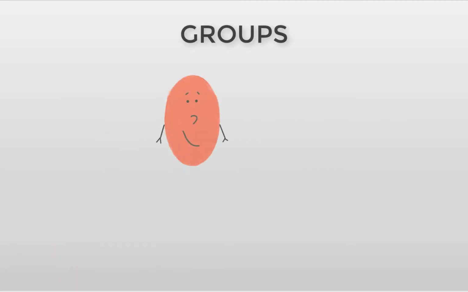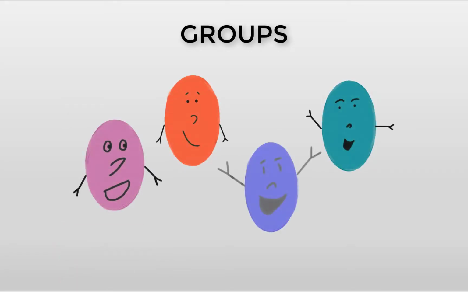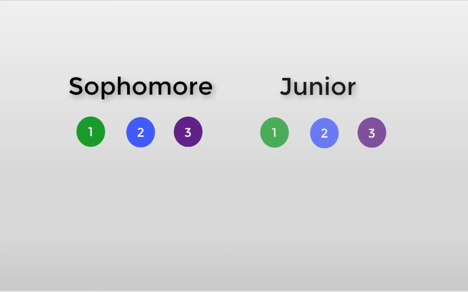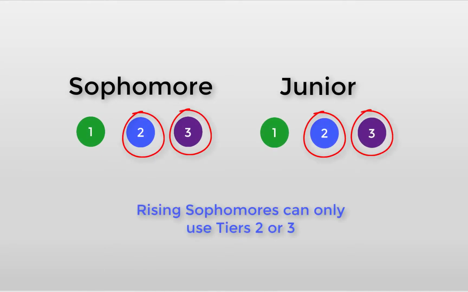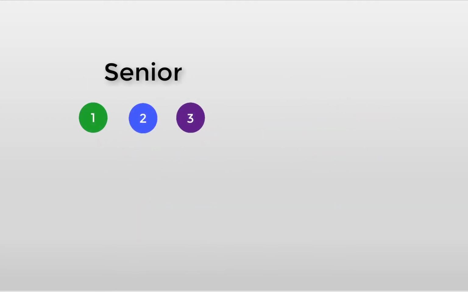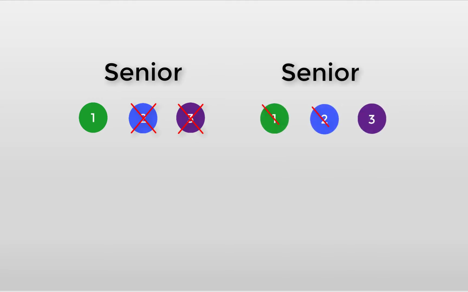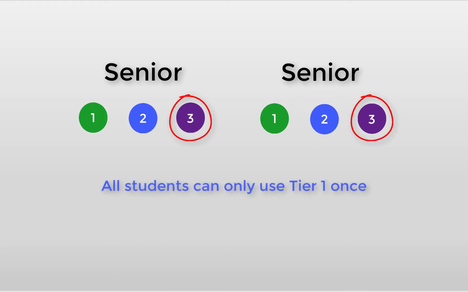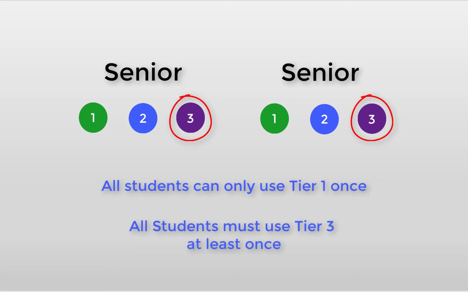When you apply for the draw, you have the option of applying as a group. Every member of your group must use the same tier level, and all of the rules I just described still apply. This means if you're a rising sophomore and you want to live with a rising junior, you will have to draw Tier 2 or 3 because sophomores can't use Tier 1. Likewise, a rising senior who in the past used his Tier 2 and Tier 3, and another rising senior who already used her Tier 1 and Tier 2, would both have to draw Tier 3 if they wanted to stay in a group. This is because all students can only use Tier 1 once and must use Tier 3 at least once.